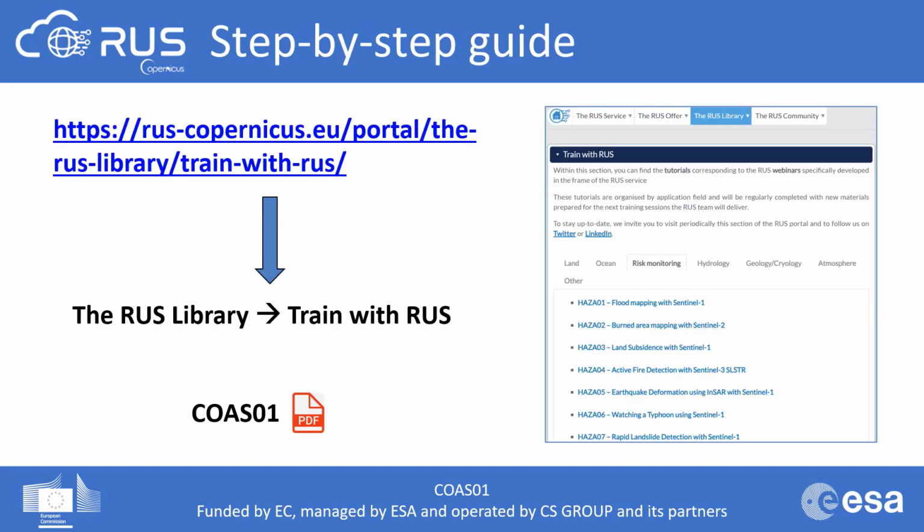Also, if you simply want to download the PDF of the tutorial, you can go to the RUS portal and under the RUS library menu, click on Train with RUS, and under the available tabs you will find the COAS01 tutorial uploaded, as well as the rest of our tutorials created so far.